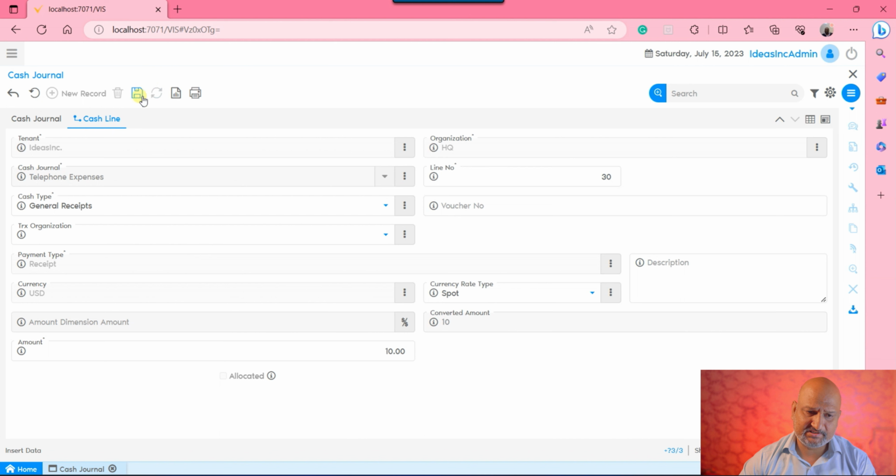Then you can see here the payment type is, sometimes it is the person who needs to select. Okay, sometimes it would be auto populated by the system, because of the nature of the cash type, the general receipt is always positive, it is never negative. While the general expense is always negative, never positive, right? So this is the way you would be able to process the cash channel.